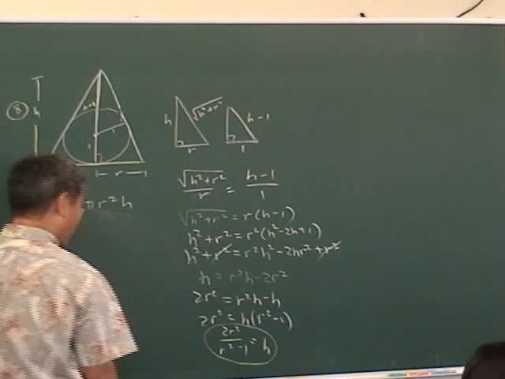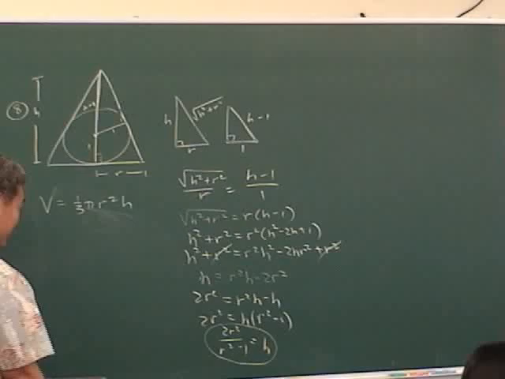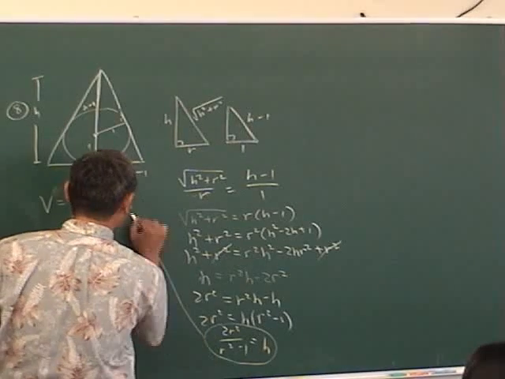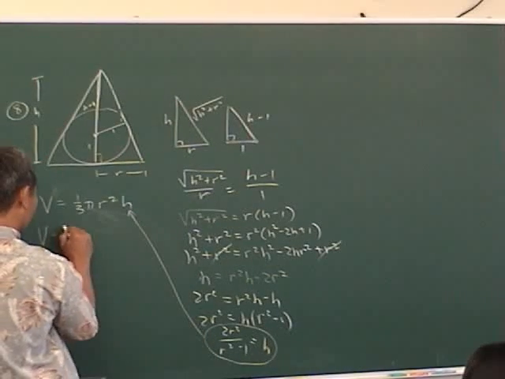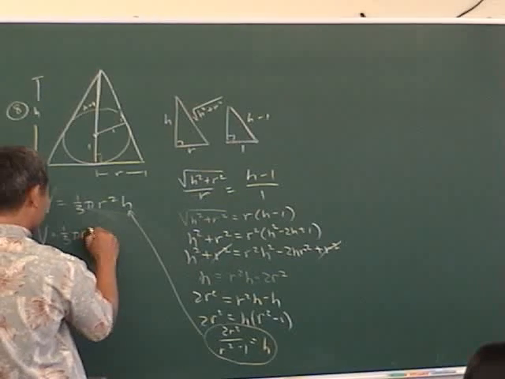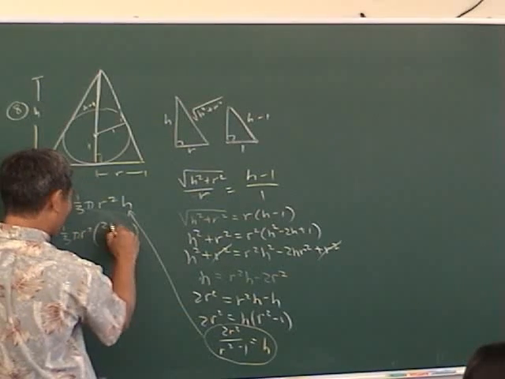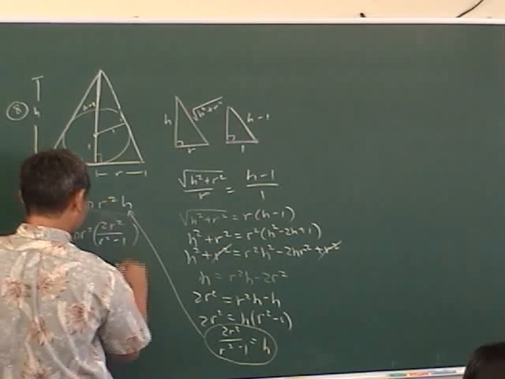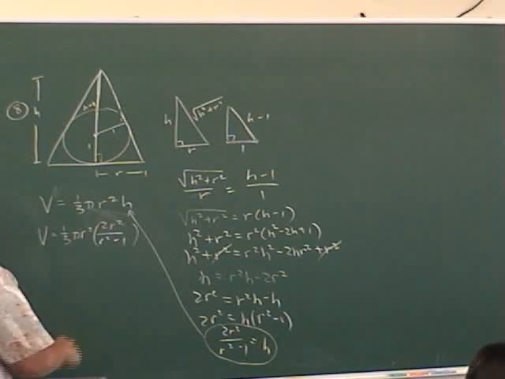Okay, you get that far, you get another 2 points. Take that, plug it in here. So the volume is 1/3 pi r squared times this, which is 2r squared over r squared minus 1. And you can pretty it up if you need to.